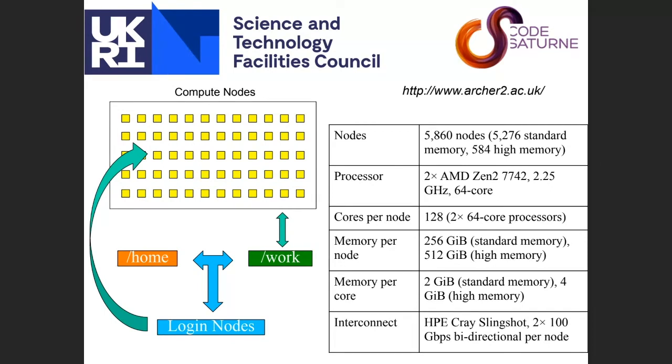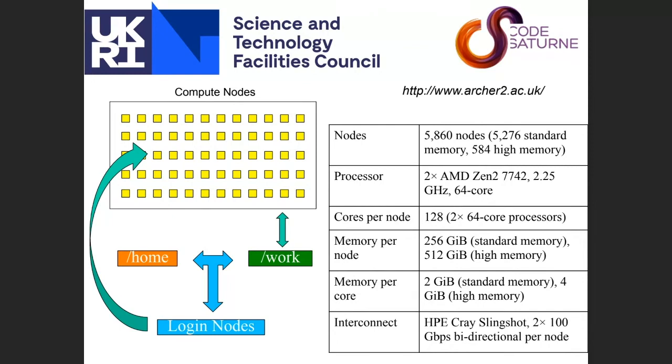A small job shouldn't run on this machine, except if you require a lot of memory. Code Saturne, for instance, should not be run with 16 MPI tasks on that machine. The memory per node is quite high, with 256 gigabytes for standard memory and 512 for high memory. But the memory per core is quite small, with 2 gigabytes for standard memory and 4 GB for high memory.